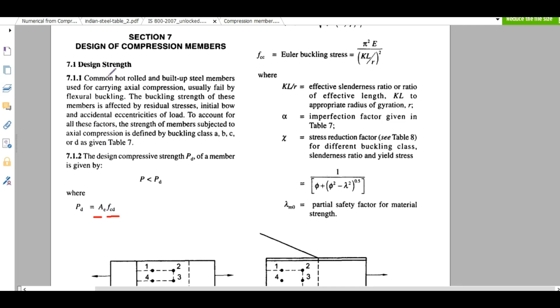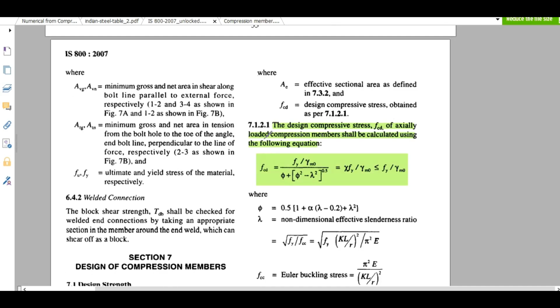In the steel table there are different cross sections. That will be mentioned, and you have to find your cross section in that steel table and find the area. You will directly get it from the steel table. Now you have to find this FCD. FCD can be found from this equation. FCD is written here. FCD is equal to this equation.